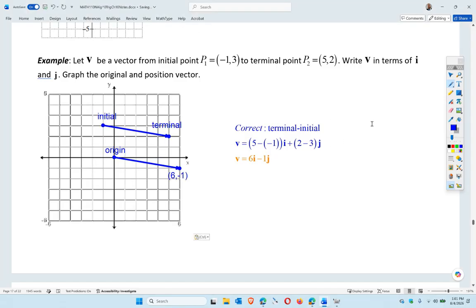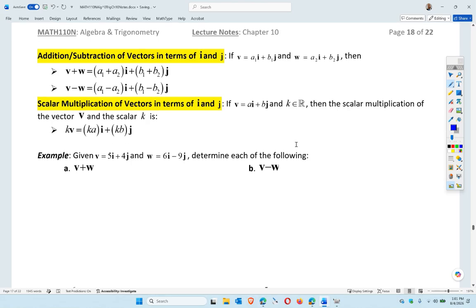Okay. All right, let's do some mathematical calculations algebraically. Basically, addition and subtraction work the way you think they should, simply adding the x values and y values together, whereas scalar multiples only multiply the a and the b values. Okay, so if we go through and do some calculations, we do v plus w.